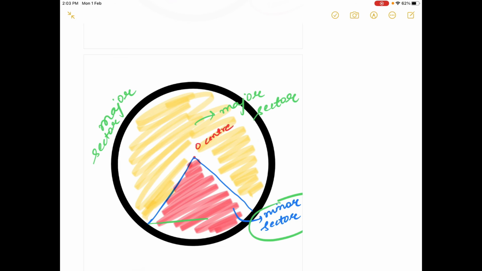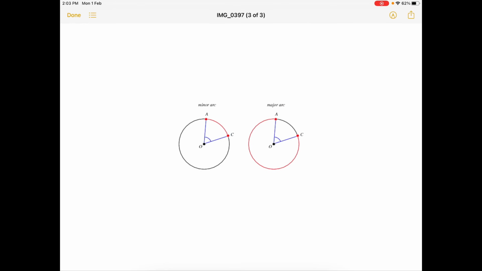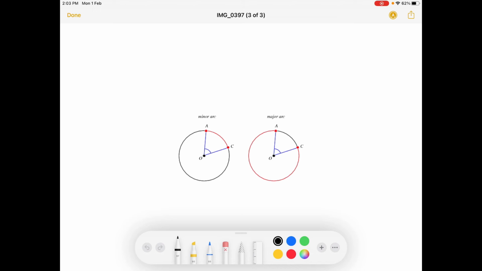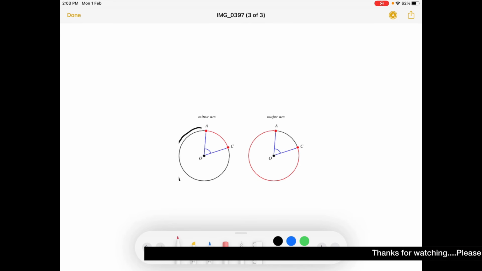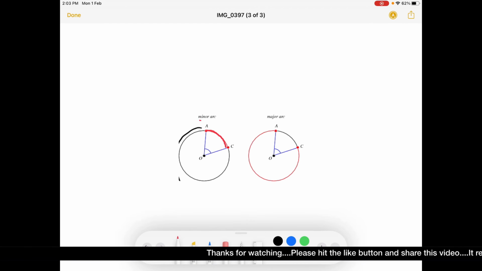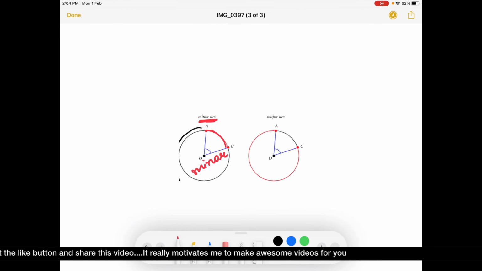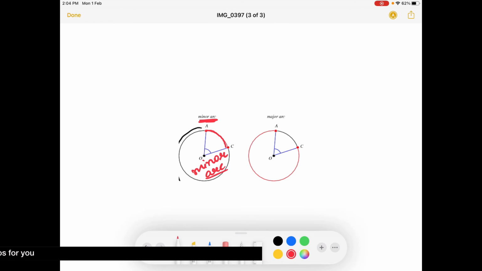Now let's jump to our second property of the circle. Here in this figure you can see there are two circles outlined with different colors. The black line shows us the larger portion of the circle. Here this red line is showing that this is the minor arc of the circle, because this is called the minor sector and this arc will be called the minor arc, because the circle is formed by the combination of arcs, by the addition of arcs.